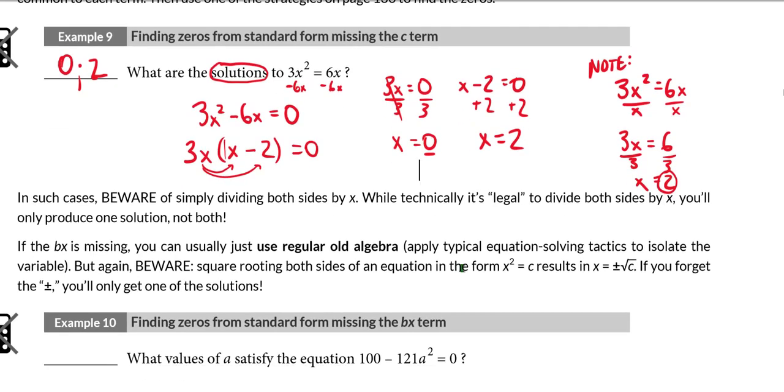I recommend to get all of your terms to one side. This was basically step 1 of the factoring process that we talked about a couple pages ago. Get all of your x terms to one side, get 0 on the other, and then start your factoring.